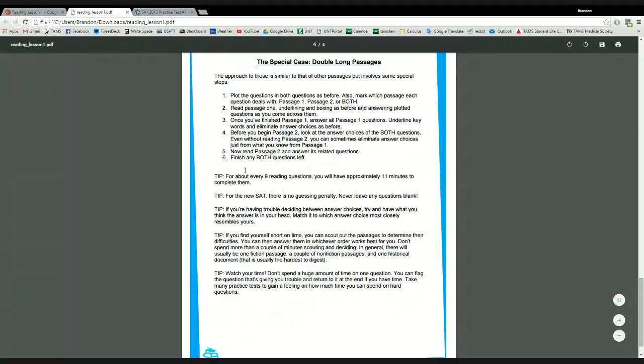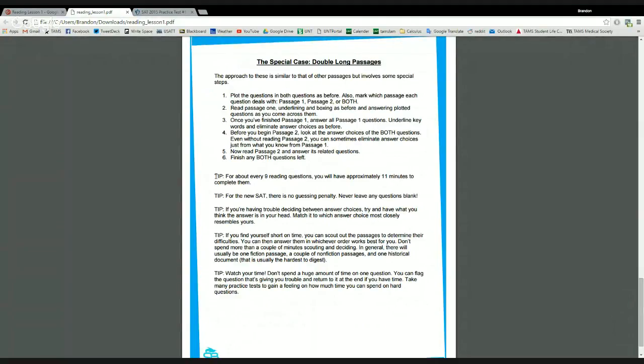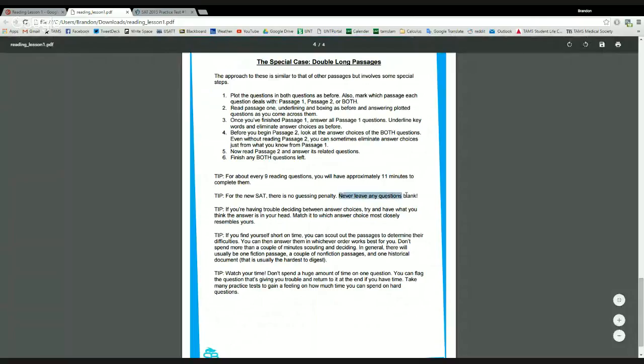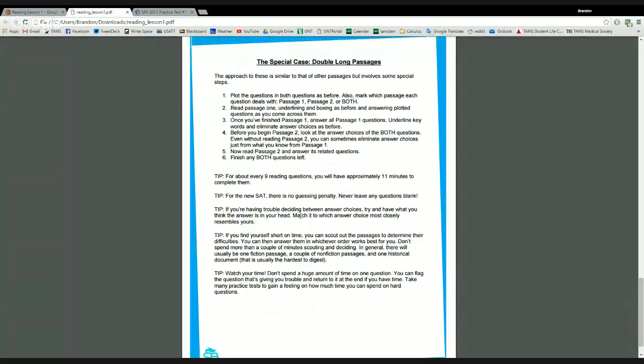So here's some tips. We'll have approximately 11 minutes to complete them. For the new SAT, there's no guessing penalty, and you never want to leave any questions blank because you won't lose anything for answering or not answering a question. If you're having trouble deciding between answer choices, try and have what you think the answer is best in your head, and match it with the answer choice that most closely resembles yours. And this worked especially well on the reading, when you're reading context and then try to match it with the answer choice.